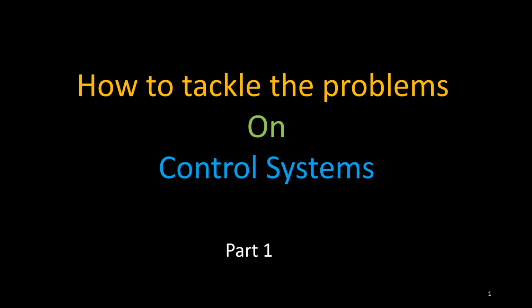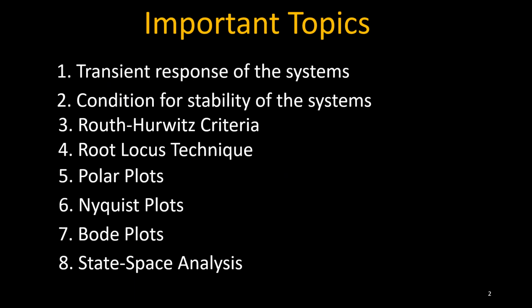In this series of videos, I'll try to discuss the problems on control system. I'll show you how easily we can tackle the problems on control system. There are several important topics in this control system: transient response of the systems, condition for stability of the systems, Routh-Hurwitz criteria, root locus technique, Fourier plots, Nyquist plots, Bode plots, and state space analysis. Okay, we'll discuss all the topics one by one.